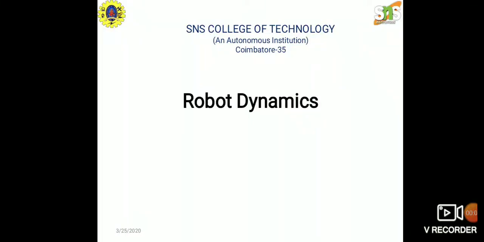Hi, today we are going to discuss robot dynamics. First of all, what is robot dynamics? Robot dynamics deals with the mathematical formulation of the dynamic equations of a robot with its arm motion. It gives the relationship between forces and torques to the position, velocity, and acceleration of the manipulator.